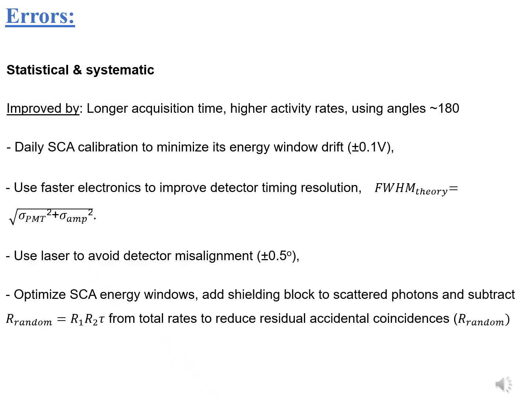In this experiment, two main types of errors were identified: statistical errors due to limited data, such as insufficient counts at wider angles, and systematic errors such as electronic drift or detector misalignment. To improve accuracy, increase measurement time or use a higher activity source to boost statistics, and keep measurements near 180 degrees where count rate is high.